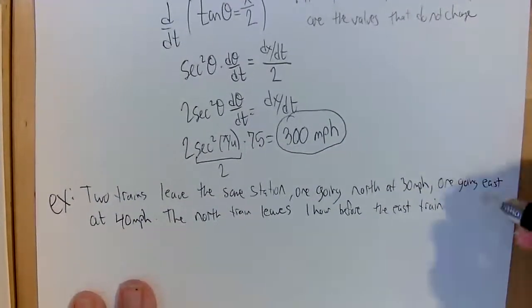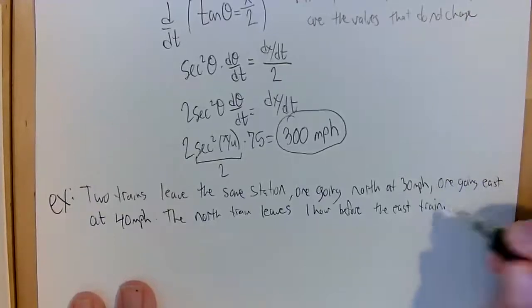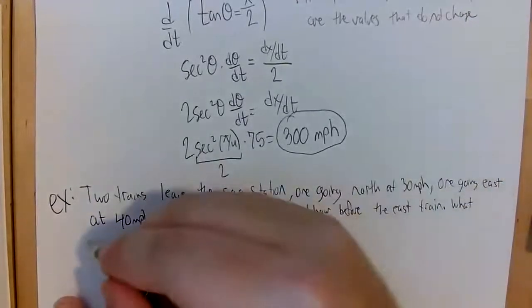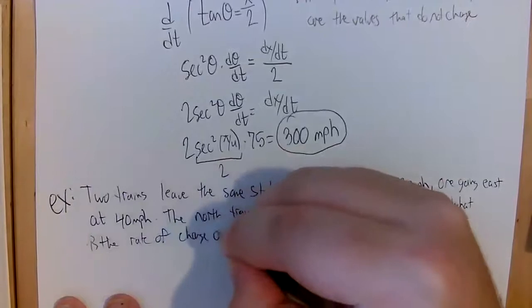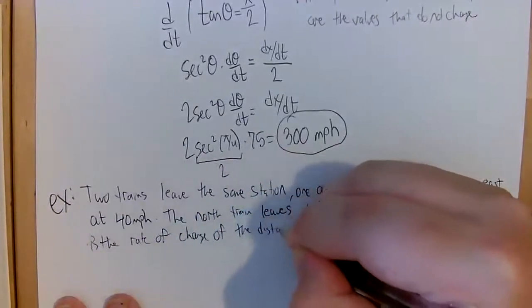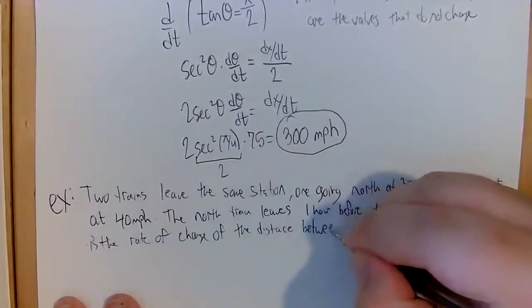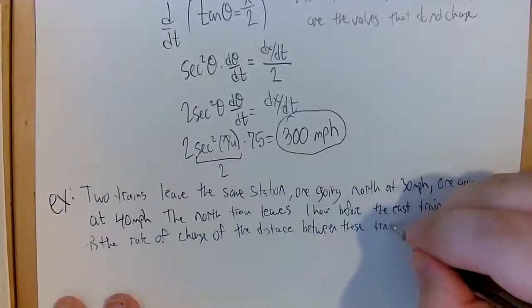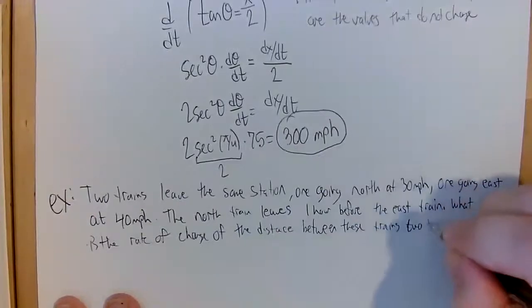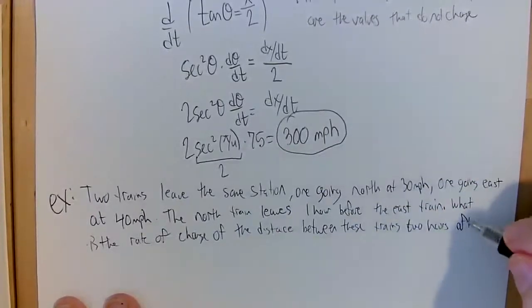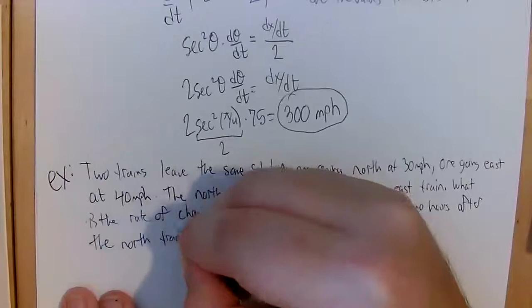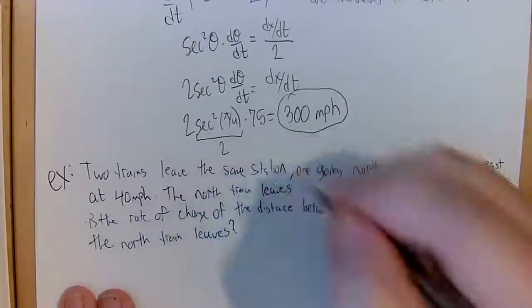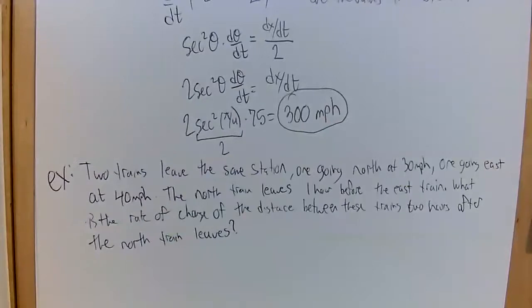One final piece of info, or one thing we're actually looking for here. What is the rate of change of the distance between these trains 2 hours after the north train leaves? All right, so we're trying to figure out how quickly these trains are moving apart from one another.